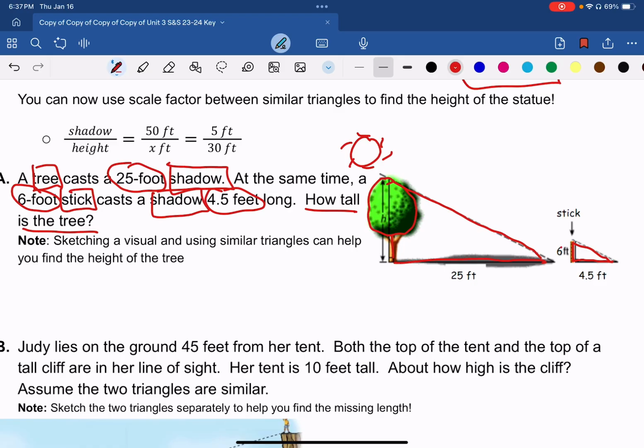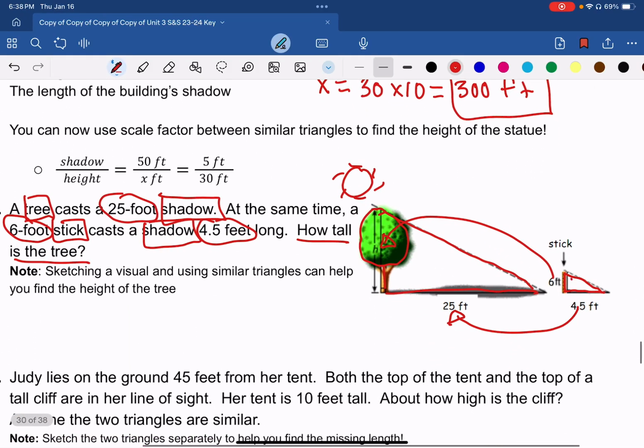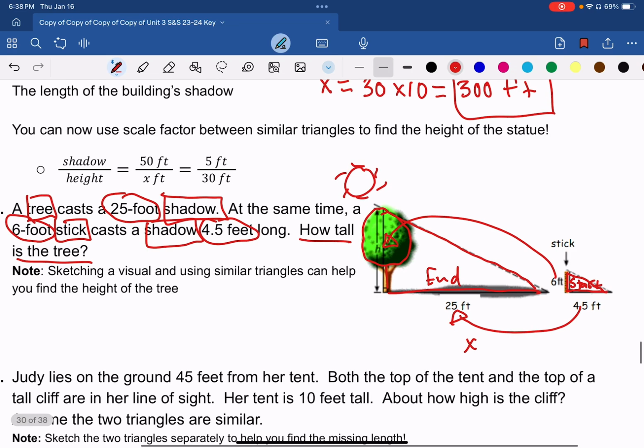If we want to go from 6 to the height, that means I want to go from 4.5 to 25. This one's not as easy visually, right? I need to go from where I start to where I end. I need to divide some stuff to find the scale factor. So let's see. 25 divided by 4.5 should give me the scale factor. 25 divided by 4.5, the scale factor, 5.555556.